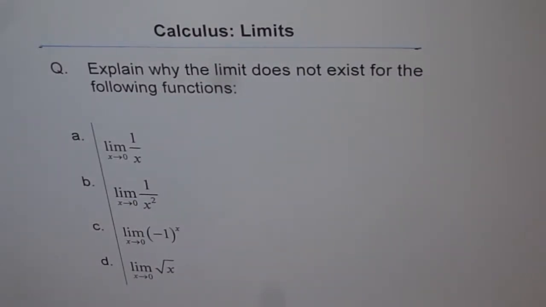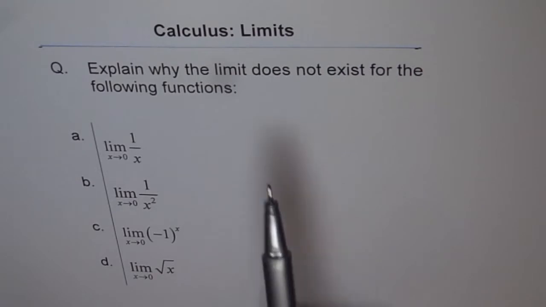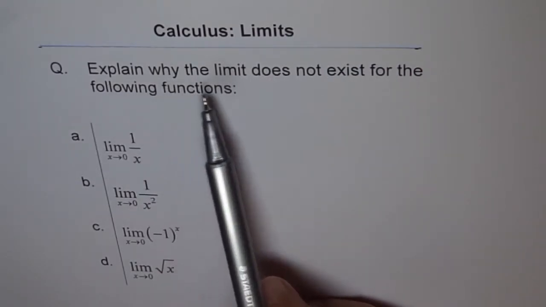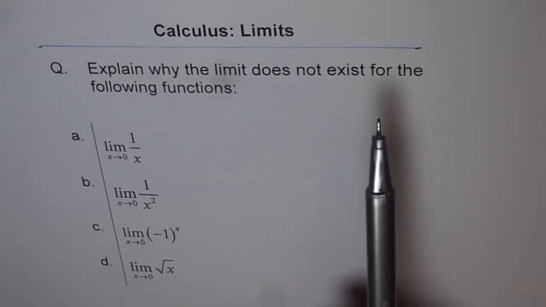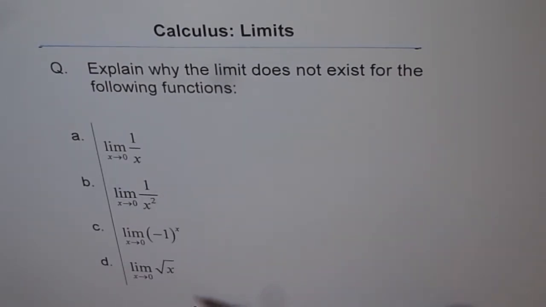In this question, we are trying to reason out why the limit does not exist for some of our functions. The question is, explain why the limit does not exist for the following functions. I have a set of 4 functions here, and in the next video, I have another set of 4 functions. I would like you to copy these, answer yourself, and then look into my suggestion. That way you'll gain more confidence and it will be more beneficial for you.